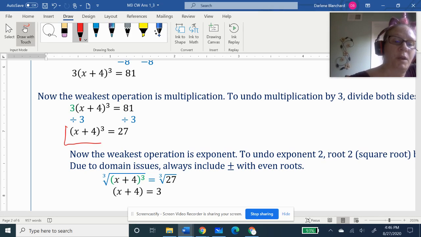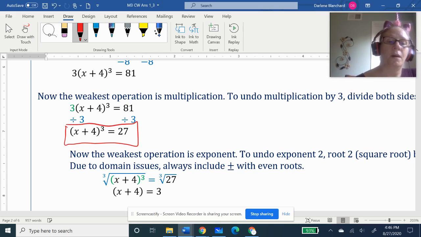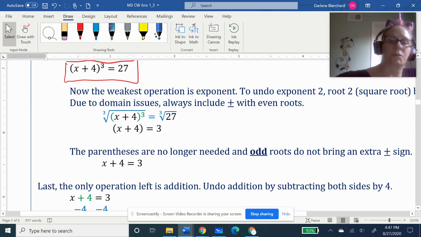Then I'm going to stop after I divide by 3 and take a look at what I have. The parentheses is stronger than the exponent 3. So the first thing I'm going to do is undo the exponent 3 by doing the cube root of both sides.